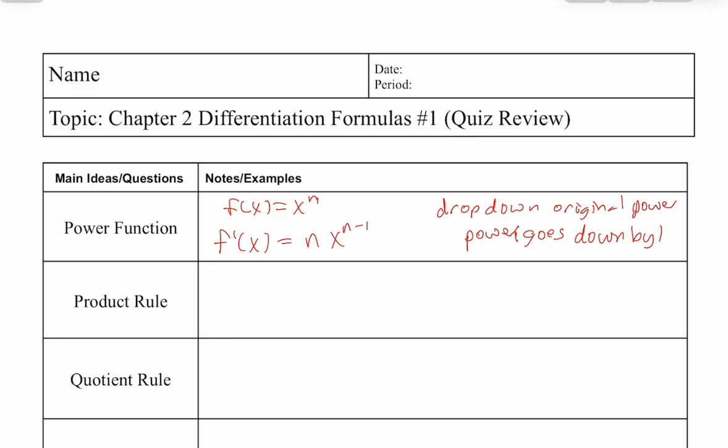So the power rule is really nice for a power function. Just drop down the original power, power goes down by 1, you got it.